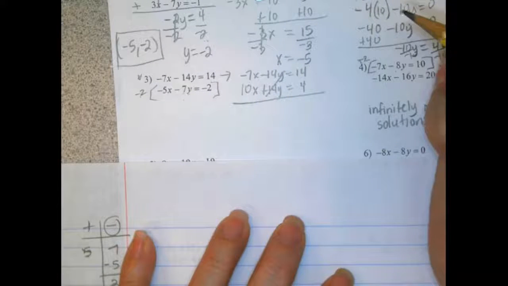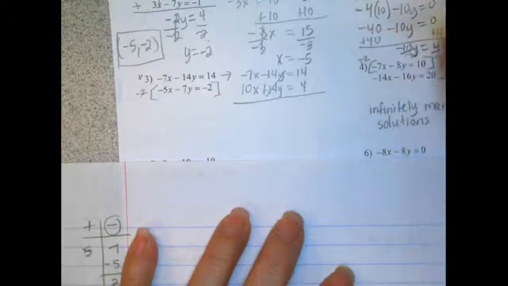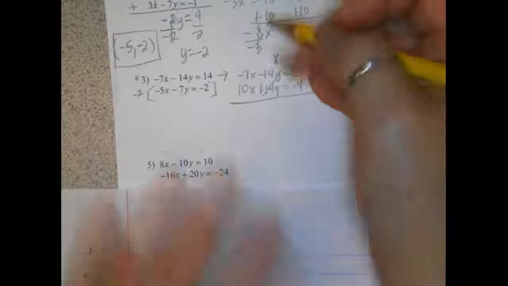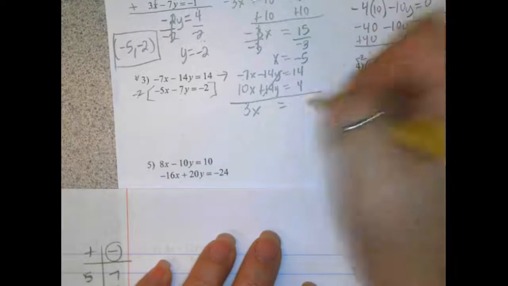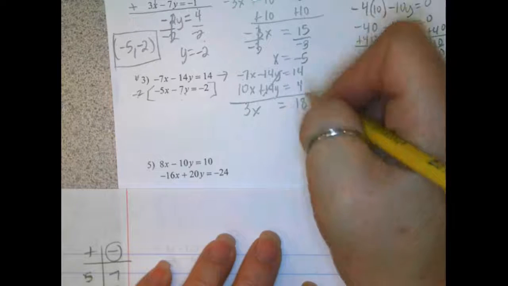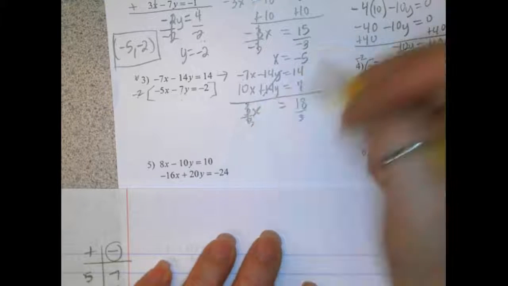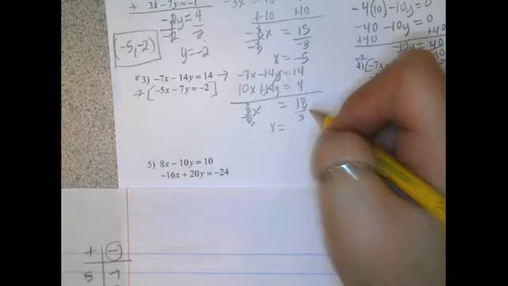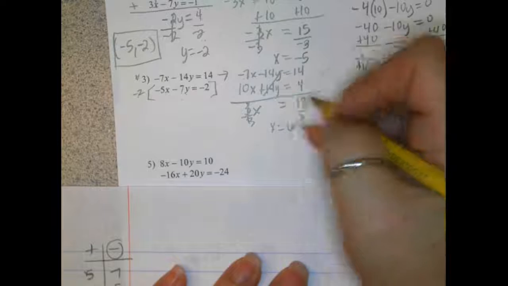Eliminate it. What is my difference here? If I did a t-chart, I'd be subtracting 7 from 10, right? So that gives me 3x is equal to what? 18. They're both positive. Divide by 3, divide by 3, what is x equal? 6. And then substitute.